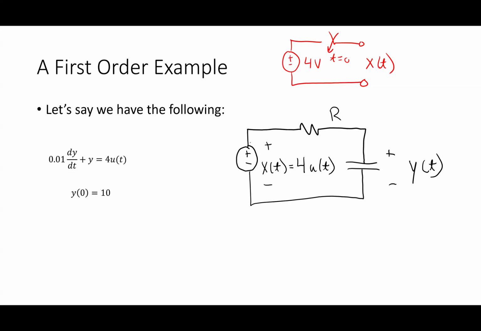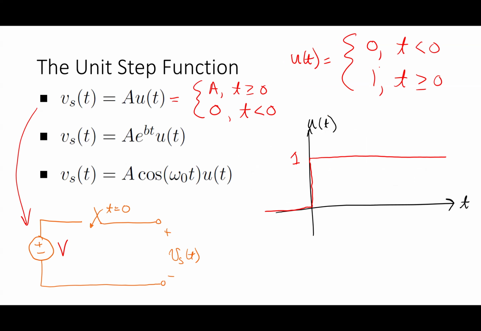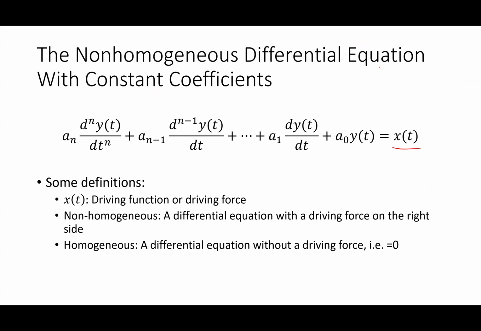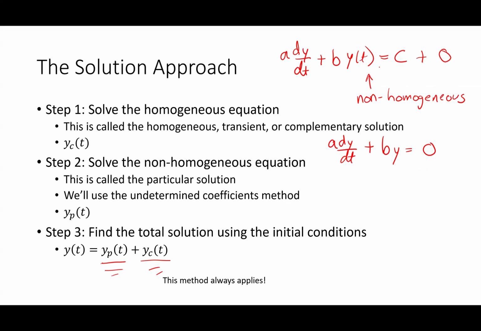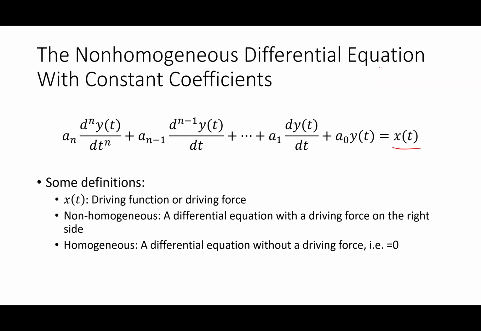So what we said is that I have basically a three-step process that I follow here. Step one, solve the homogeneous equation. That's the transient solution. Step two, solve the non-homogeneous equation. That's the particular or the steady state solution. And then step three is to combine them. I have to use that initial condition when I combine them.